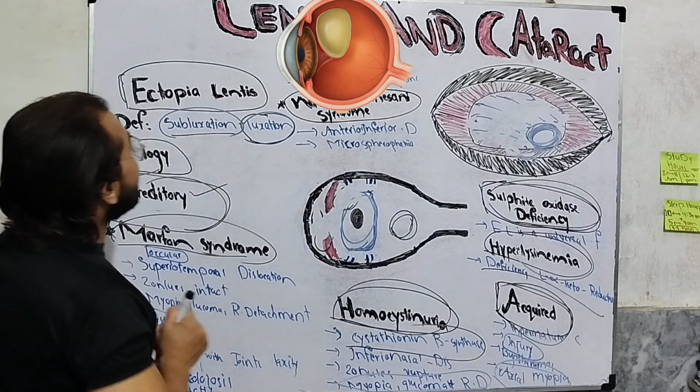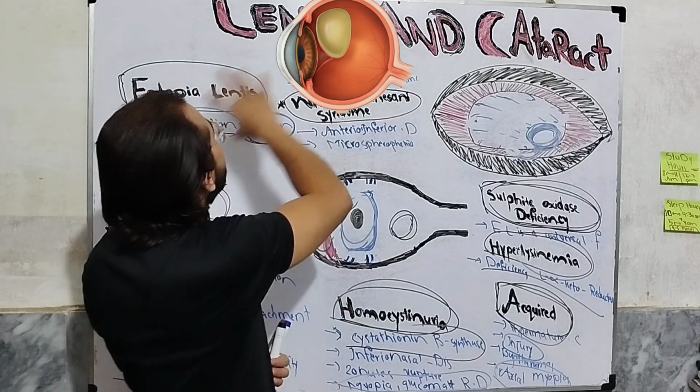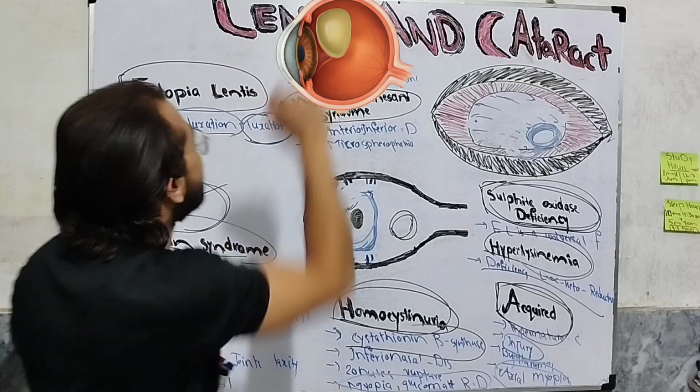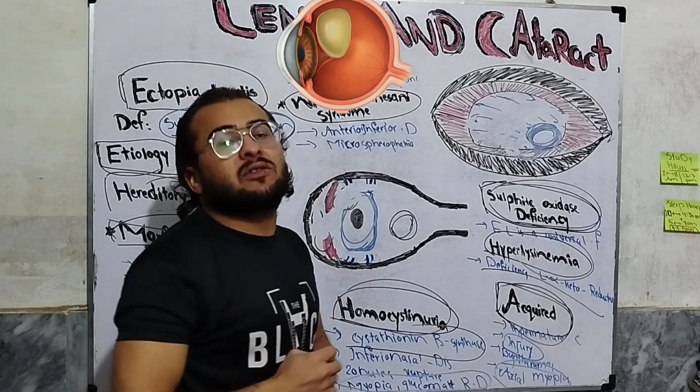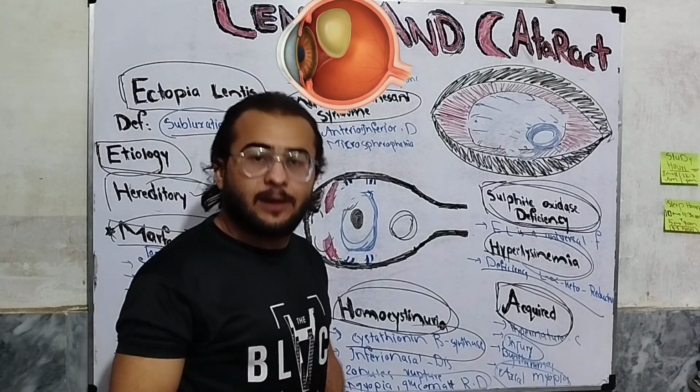So this was about ectopia lentis, and this chapter, lens and cataract, has been completed. Next day we will start another chapter.